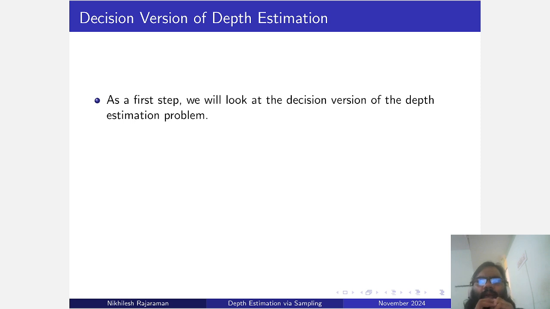So towards building an algorithm for this depth estimation problem, the first step we are going to take is to look at an even simpler problem than depth estimation, and that is the corresponding decision problem. And this is a very classic strategy in developing algorithms. So instead of solving an estimation problem, we try to solve a decision version of the problem first, and we can see if we can somehow reduce the estimation problem to just this decision problem. So what exactly is the decision problem that we're looking at over here?